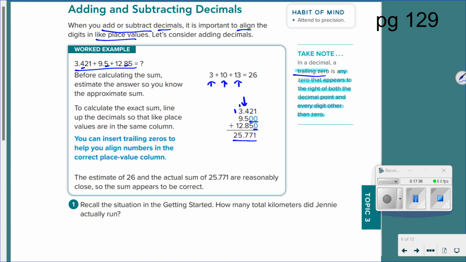Is that close to 26? Yes. So was it a good estimate? Do I feel confident in my answer? Yes. That's what an estimation will do, guys. It's a really quick way to get an idea of what my answer should be, and it should give you better confidence that my answer is correct.